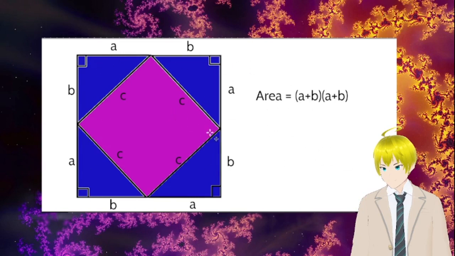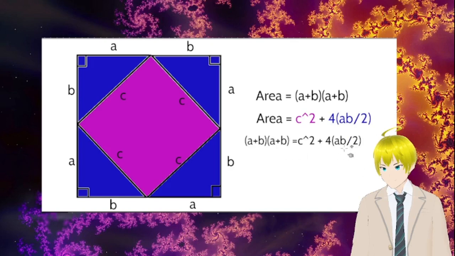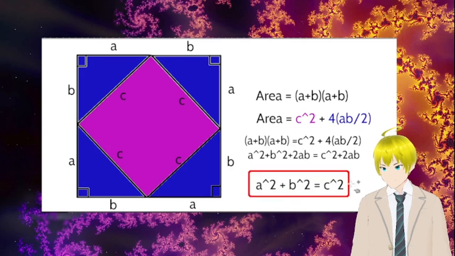Another way to get the area is to add up the area of the internal shapes. So that's the area of this square, C squared, plus the area of each individual triangle, which is AB over 2, and there's 4 of them. So setting these equal to each other, we have a relation. Distributing out the left, we get this, and now canceling out the 2AB, we have our result. A squared plus B squared equals C squared, a formula that relates the sides of the triangle to the hypotenuse.